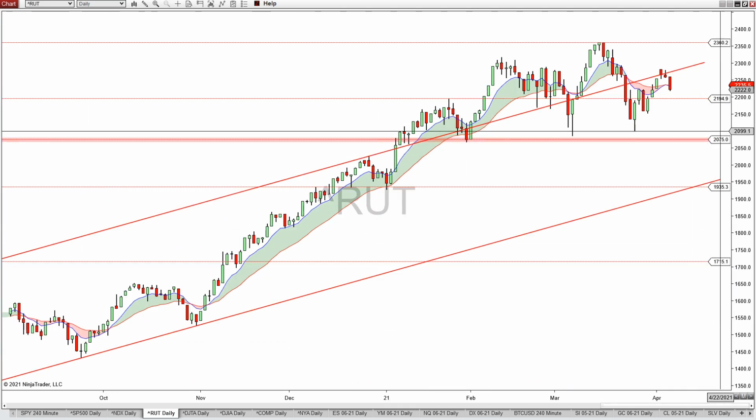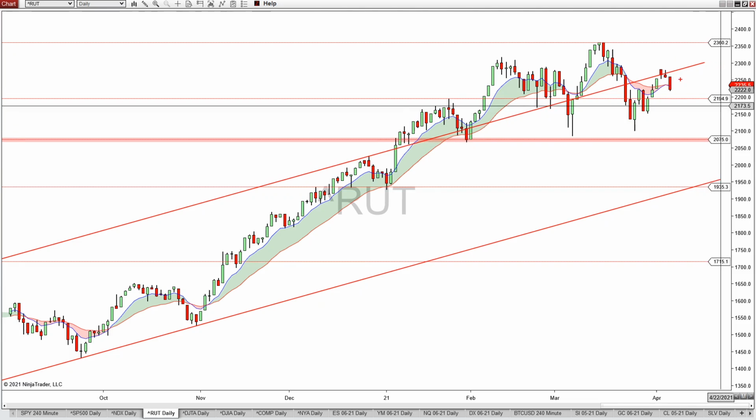And here's the Russell 2000. So the Russell 2000 is unable to stay above this upper channel trend line. So right now it seems to be pulling back. I've been looking at this 2194.90, to see if it would be able to hold. If it doesn't hold, then we're basically looking at this 2075 level.